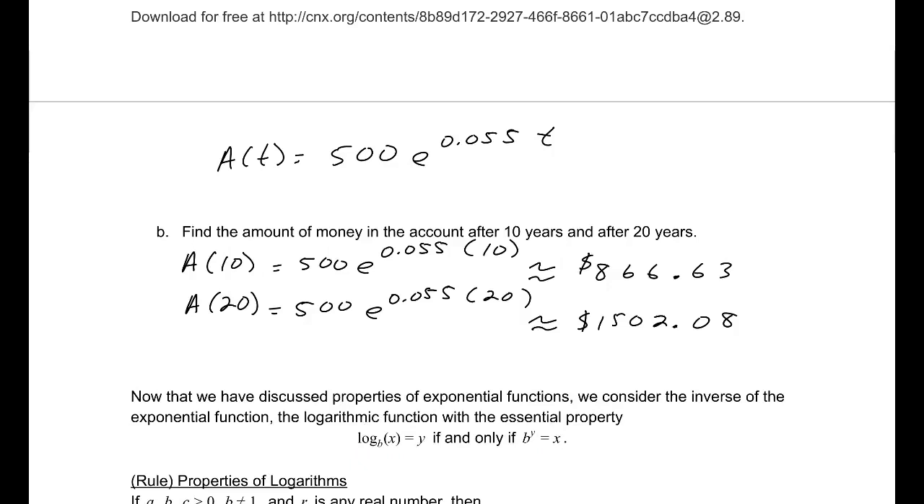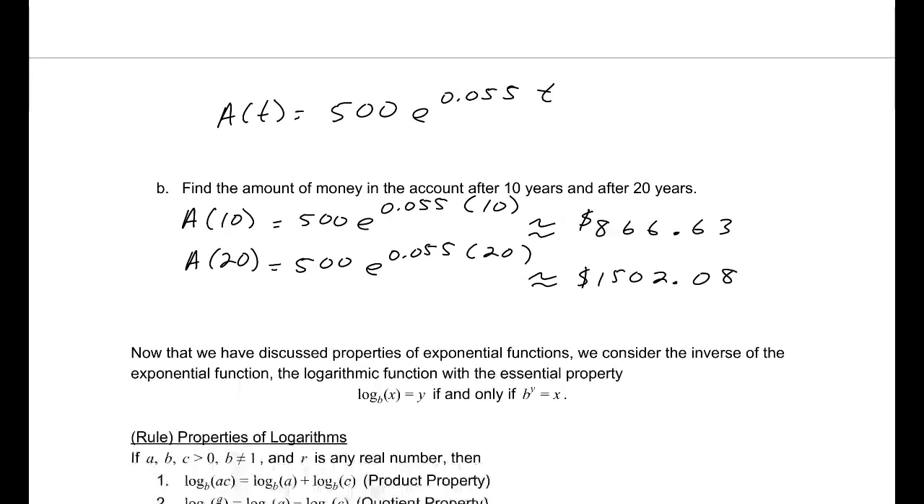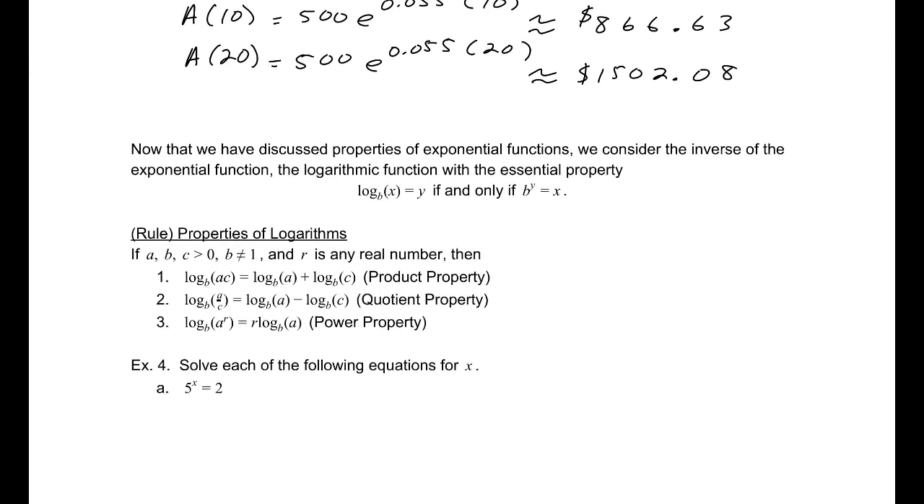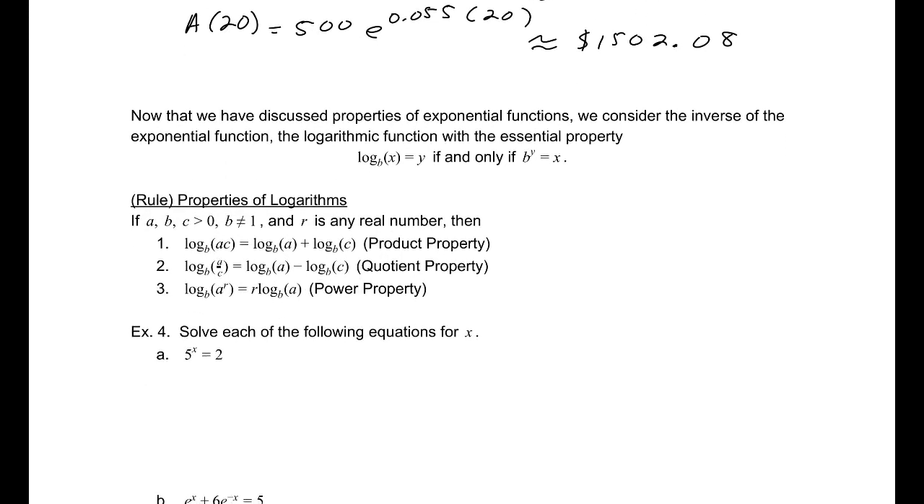If we know things about exponentials, we can convert to an exponential and use some properties there, or we can convert an exponential function or equation into a logarithmic form and work there as well. Now there are three rules or properties of logarithms. These are very similar to exponent properties because they're related.